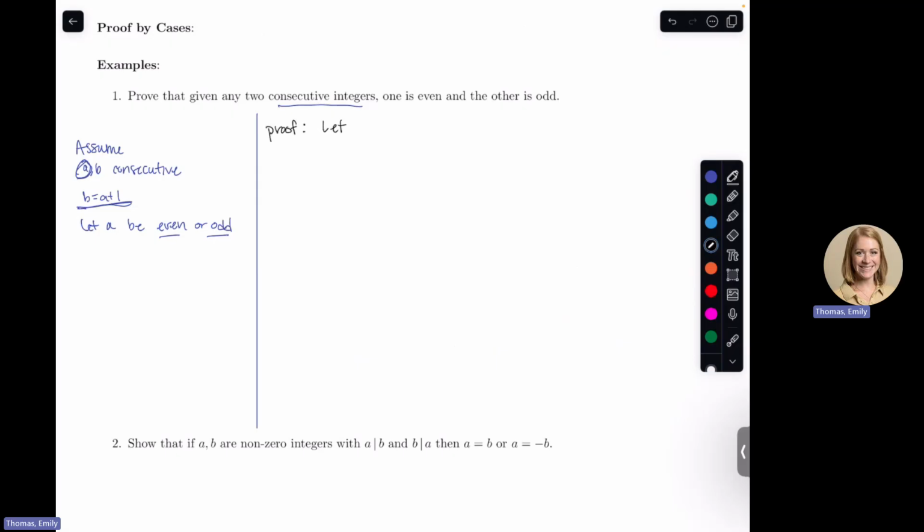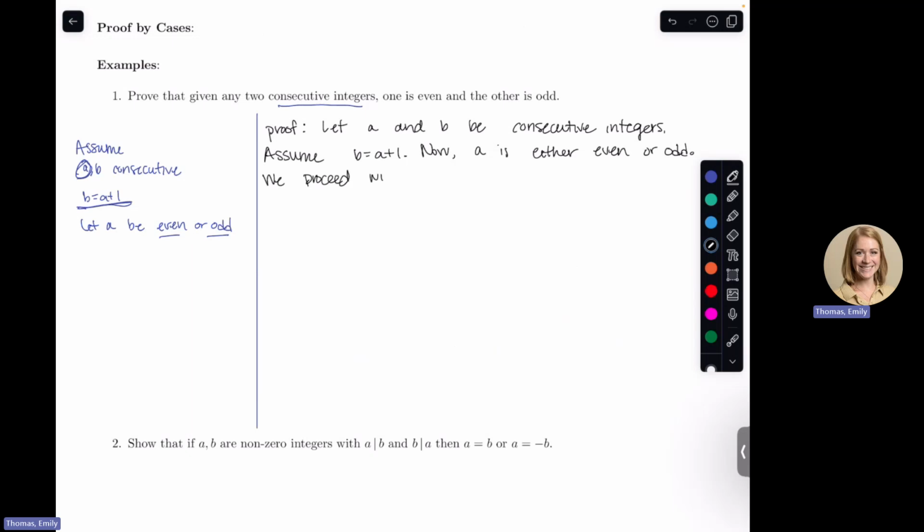We are going to let A and B be consecutive integers. Assume that B is the bigger one. So assume that B is equal to A plus 1. Now, A is either even or odd. We proceed with cases. This is just a way to organize your proofs when you have stuff like this.